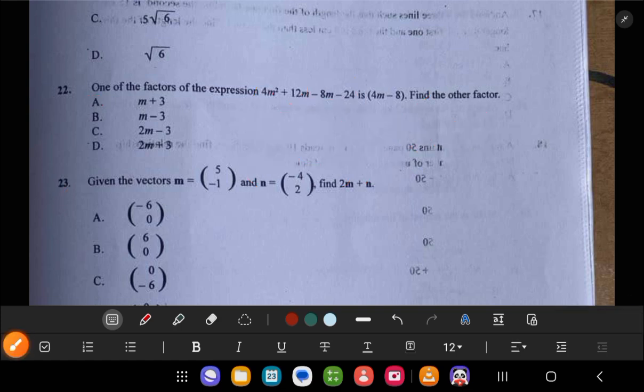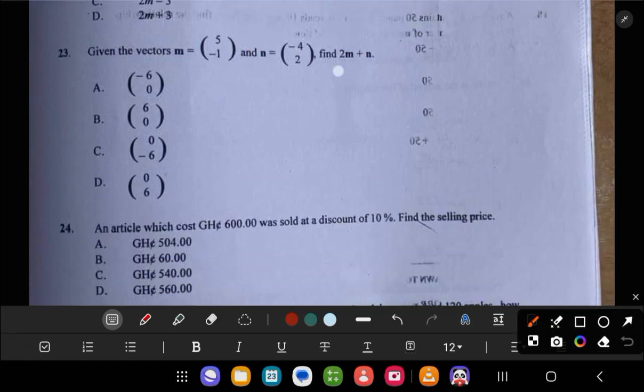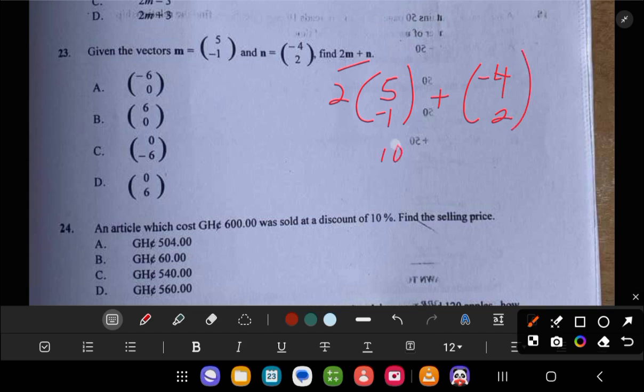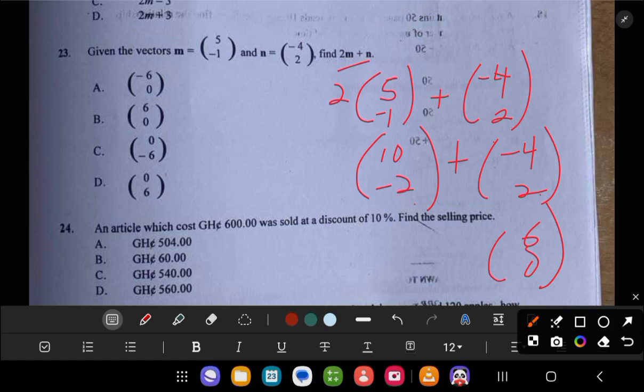And question 23. You are told to find 2m plus n. So 2 times m, which is (5, minus 1), plus n, which is (negative 4, 2). So 2 times 5 is 10, 2 times negative 1 is negative 2, plus negative 4, 2. 10 minus 4 is 6. Minus 2 plus 2 is 0. So (6, 0). The answer to question 23 is B.